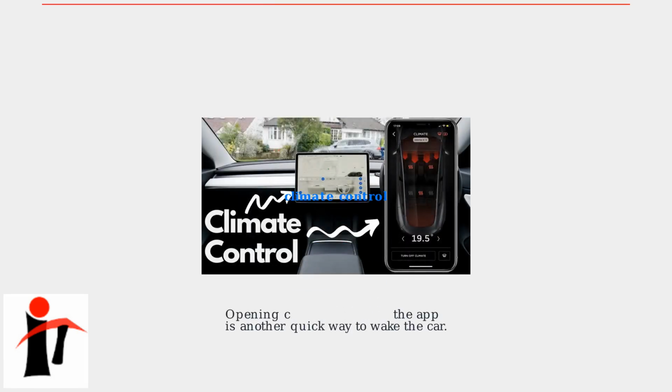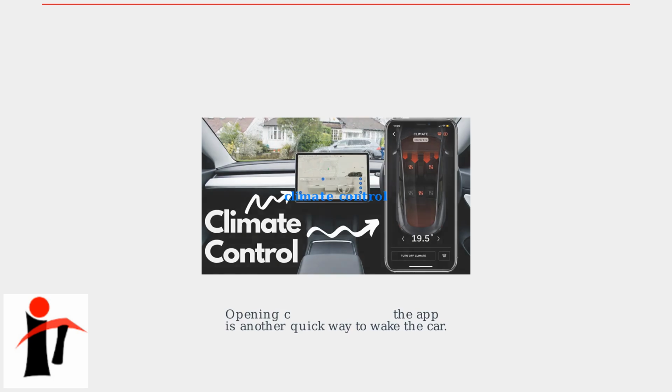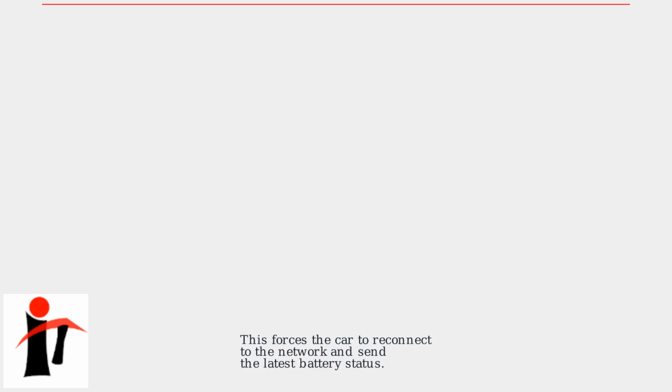Alternatively, open the Tesla app and select the climate control option. This accesses the car's heating or cooling systems, which requires the vehicle to wake up and reconnect to the network. Any of these app commands will force the Tesla to wake up, reconnect to the network, and send the most current battery information to your phone.